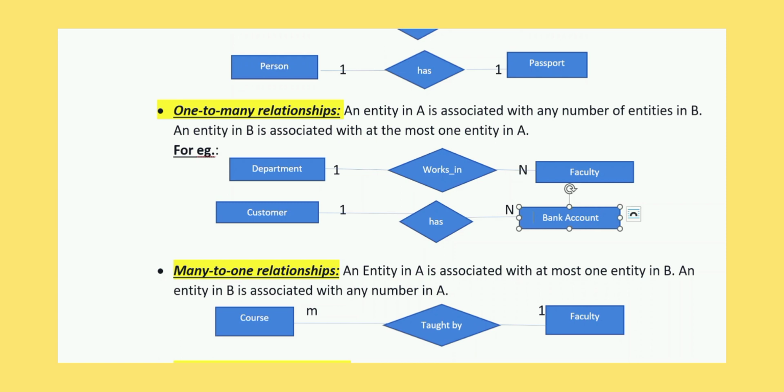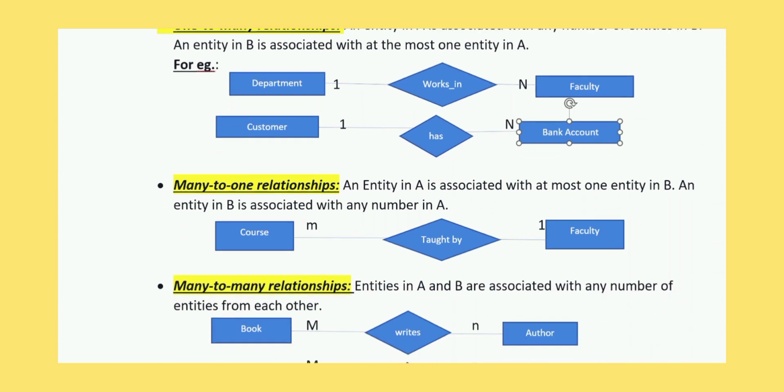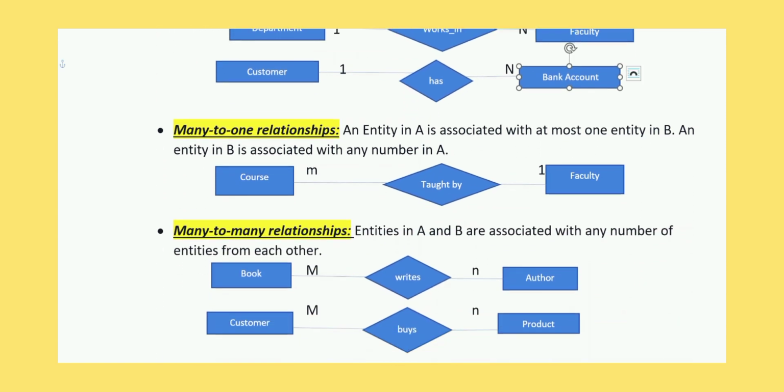Now come to the third type of relationship, that is many to one relationship. Many to one relationship, yes. So this is the third type of relationship we have. First we will see the definition of this many to one relationship. The definition is: an entity in A is associated with at most one entity in B. And if we move from right to left, the statement says an entity in B is associated with any number of entities in A. So this is the definition for many to one relationship.